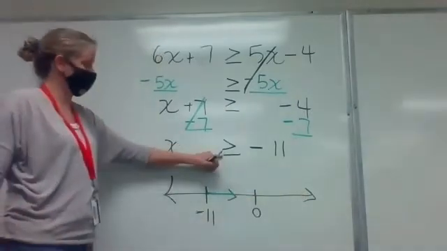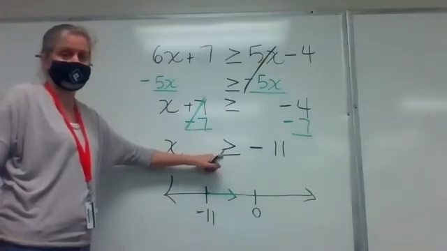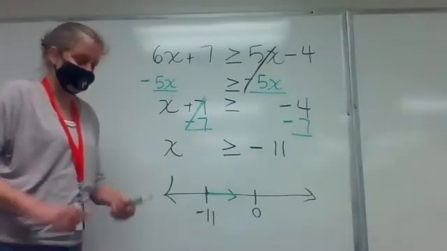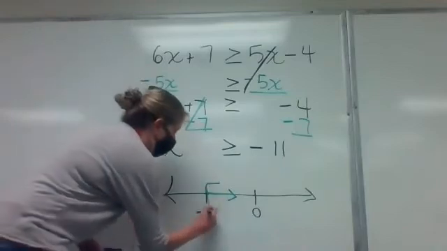So now it doesn't have a bracket or a parenthesis, and that's just looking to see if it has that equal to bar or not. Since it does have the equal to bar, it is going to have a bracket.